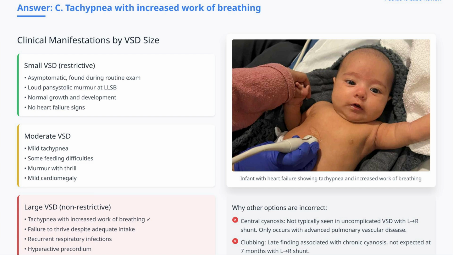The left to right shunting causes pulmonary overcirculation, leading to pulmonary congestion and increased work of breathing, which manifests as tachypnea. Central cyanosis is not typically seen in an uncomplicated VSD with a left to right shunt and would only develop if there were significant pulmonary hypertension leading to shunt reversal, which is unlikely at 7 months of age. Similarly, clubbing is a late finding associated with chronic hypoxemia and would not be expected at this age with a predominantly left to right shunt. A widely split second heart sound is characteristic of atrial septal defects, not ventricular septal defects.